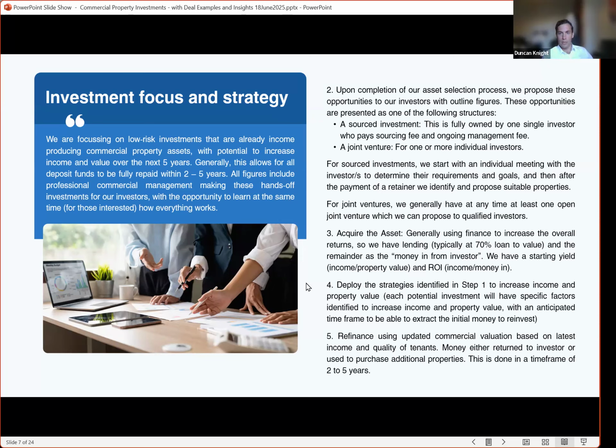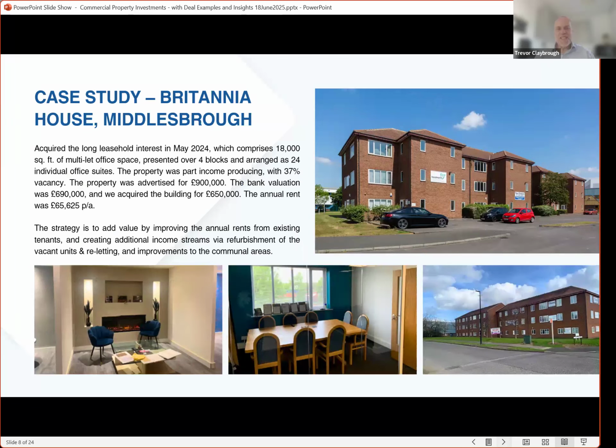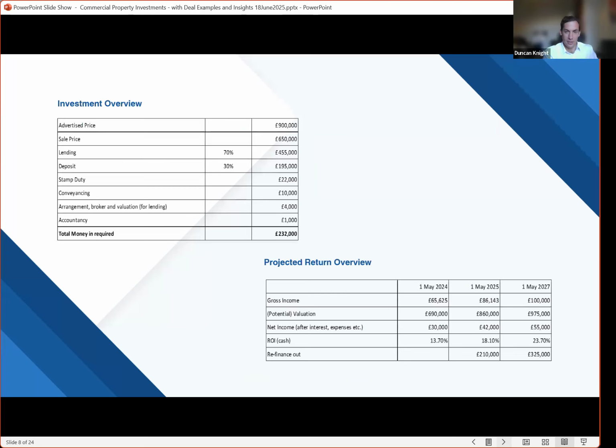I think here, Trevor, we're talking about sourced investments and joint ventures. Do you want to just briefly cover that? Let's get on to this case study. Just tell us, Duncan, in 20 seconds, the return on investment and money out on this one. Do you want to flick over to the next slide? I think the numbers are there.